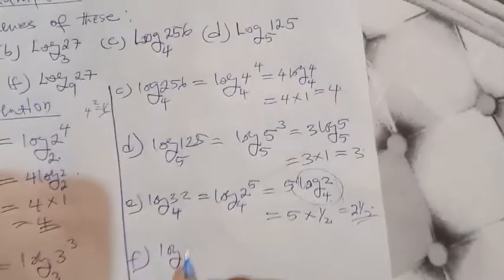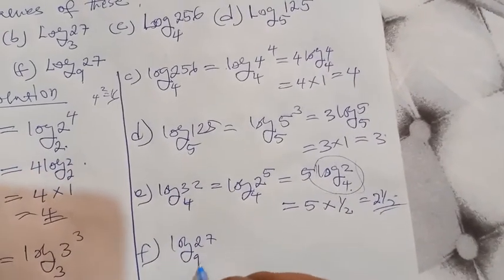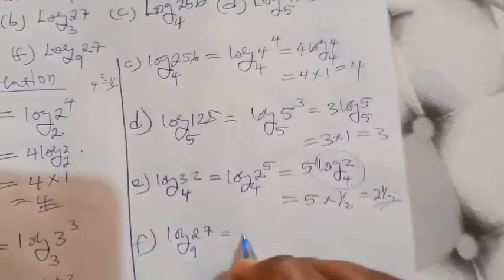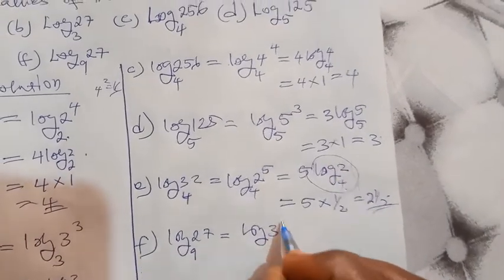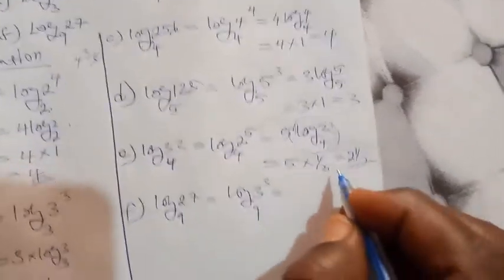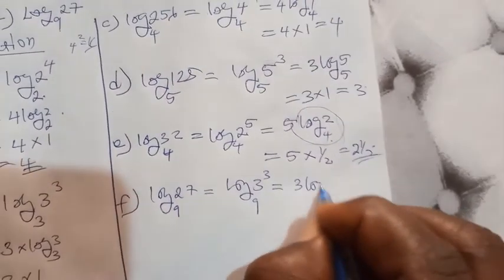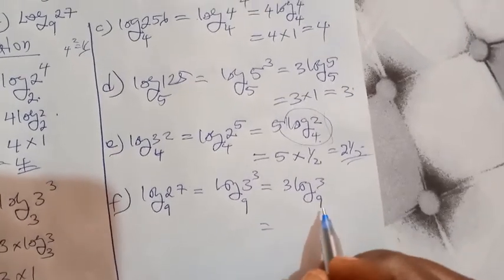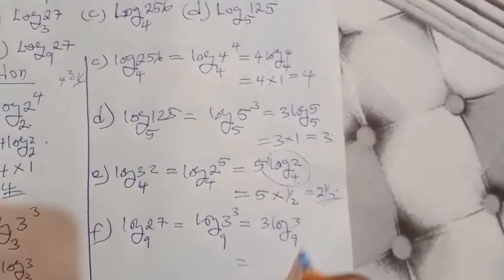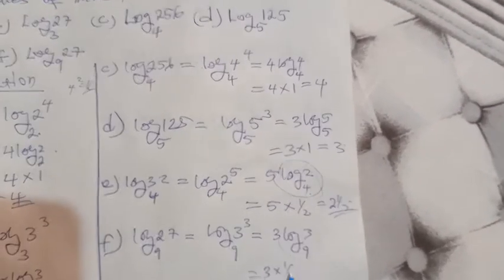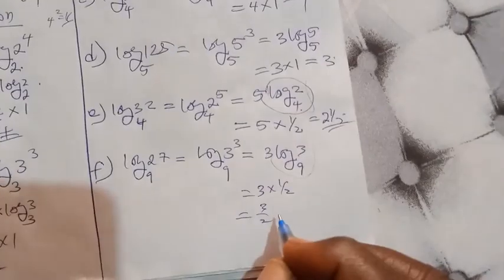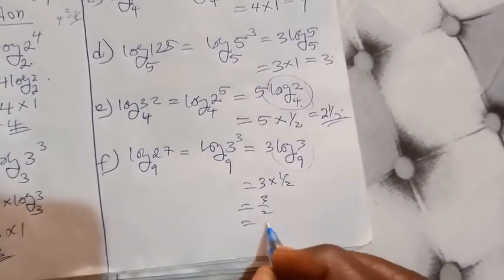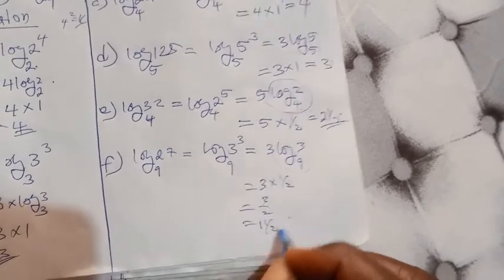Log 27 base 9, which is equal to log 3 power 3 base 9, which is equal to 3 log 3 base 9, which is equal to, what number will I raise 9 to give me 3? Is half. 9 raised to power half is 3. And so the result here is half. 3 times 1 over 2. And so we can have 3 over 2. All right? Which is equal to 1 whole number 1 over 2. That is what we have.